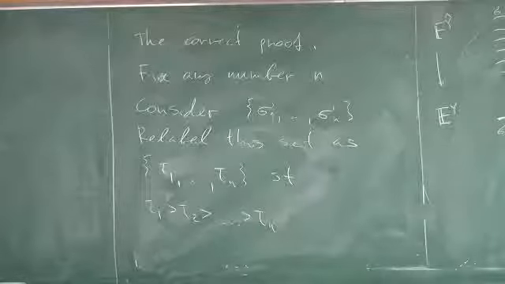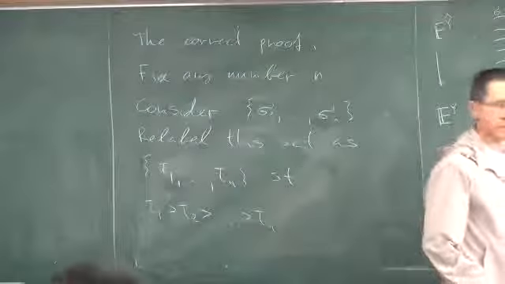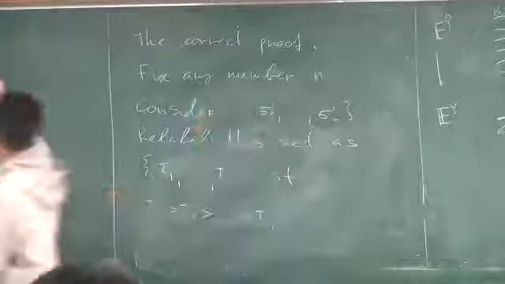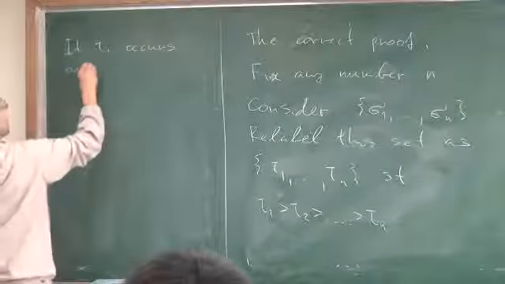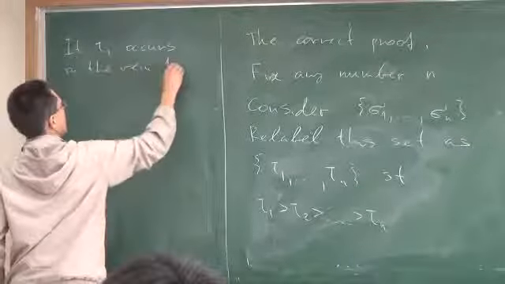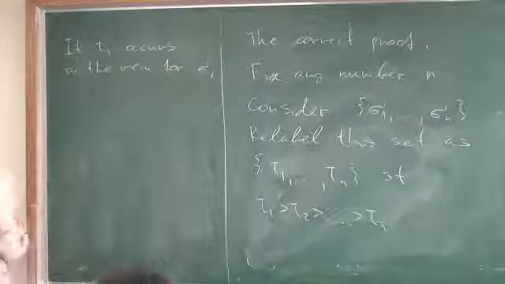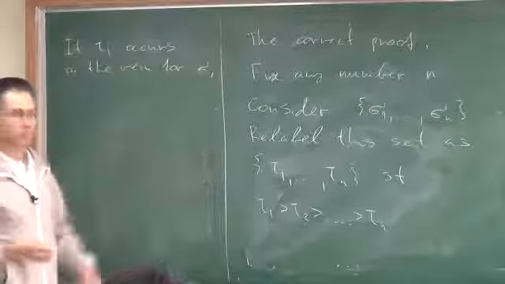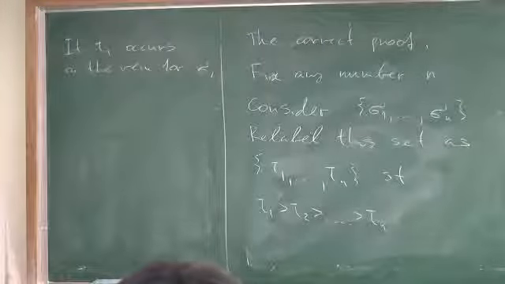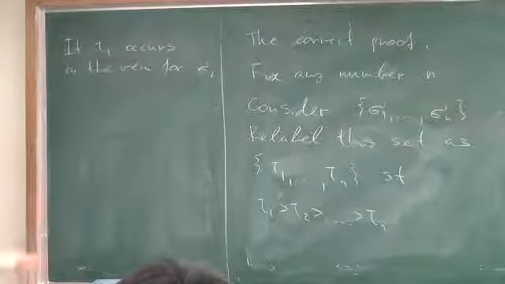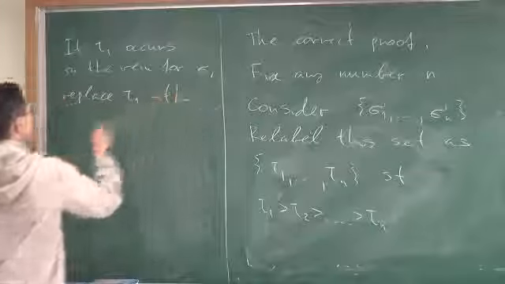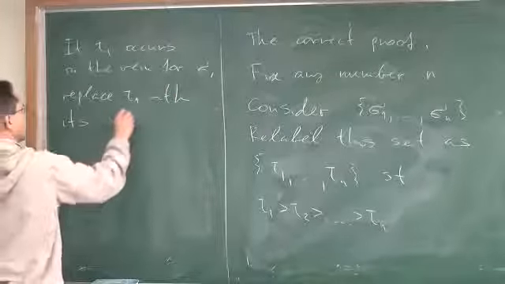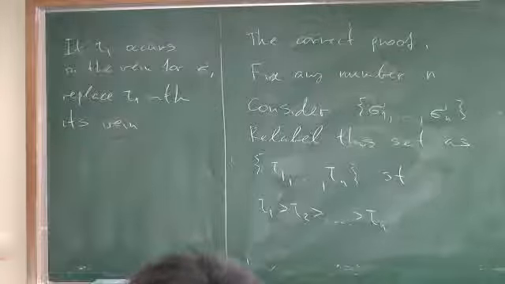So tau 1, once again, we have a sigma and it has a vein consisting of smaller edges. So if tau 1 occurs on the vein for sigma, and tau 1 is again order essential, so draw the vein for tau 1 and then replace tau 1 with its vein. Its vein consists of smaller edges, smaller than tau 1.